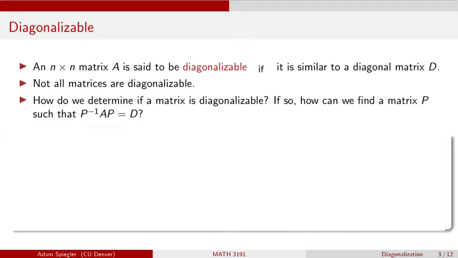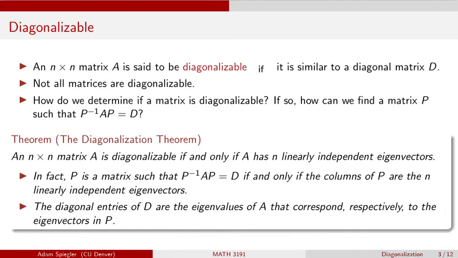That is, how do we determine whether a matrix is diagonalizable, and how do we find a matrix P so that when we conjugate A by matrix P, and when I say conjugate A by matrix P, what I mean is multiply by P on the right and P inverse on the left to identify what this similar diagonal matrix is. So this can be summarized in what is called the diagonalization theorem.